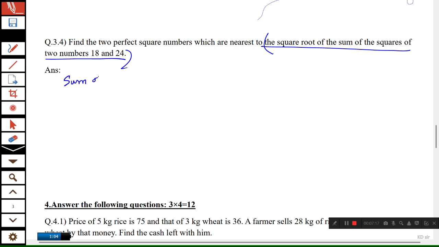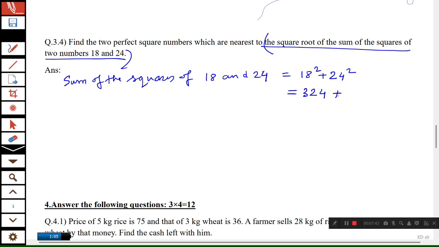So sum of the squares of 18 and 24 equal to 18 square plus 24 square. কত আসে দেখি. Sum of the squares of these two numbers, 18 square and 24 square, এদের sum কত আসছে? 18 square 324 plus 24 এর square হচ্ছে 576. So if I add it, we get 900.